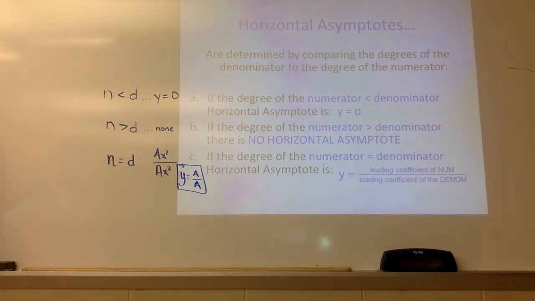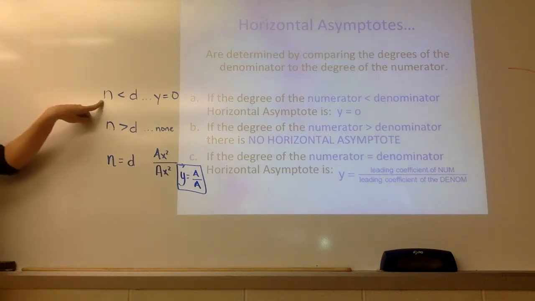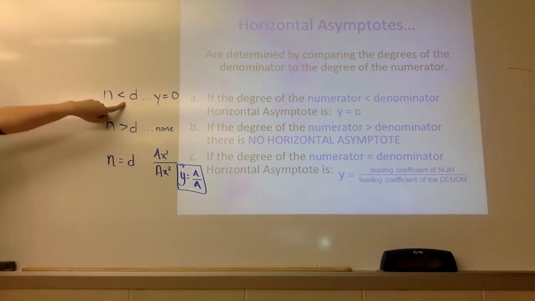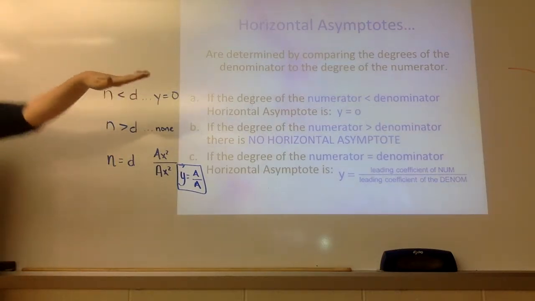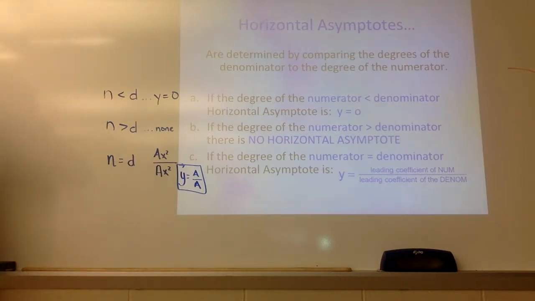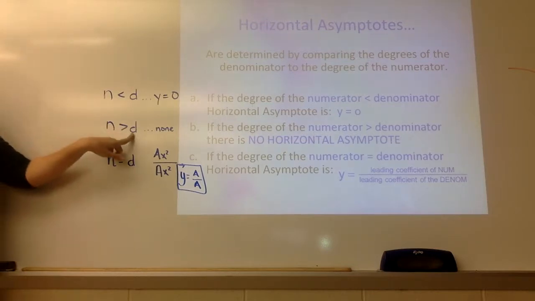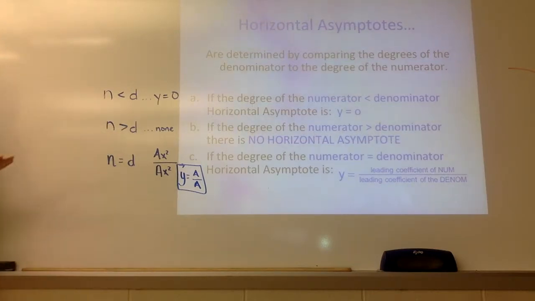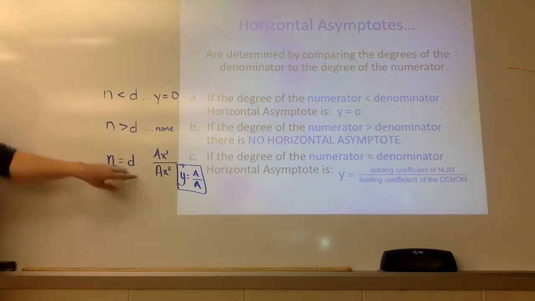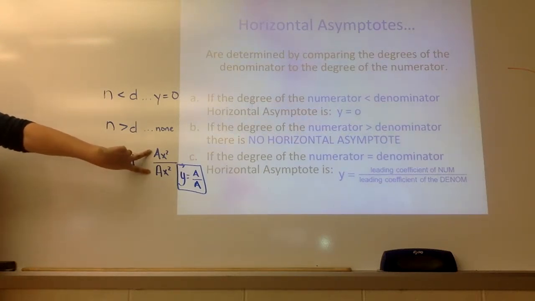Alright, so here's the short form. If you want to take these maybe in the margin, good idea. If the degree of the numerator is less than the denominator, automatically y equals 0, which is the x-axis, is going to be your horizontal asymptote. If the numerator is greater than the denominator, there is no horizontal asymptote. And if the degrees are equal, we take the ratio of the leading coefficients.